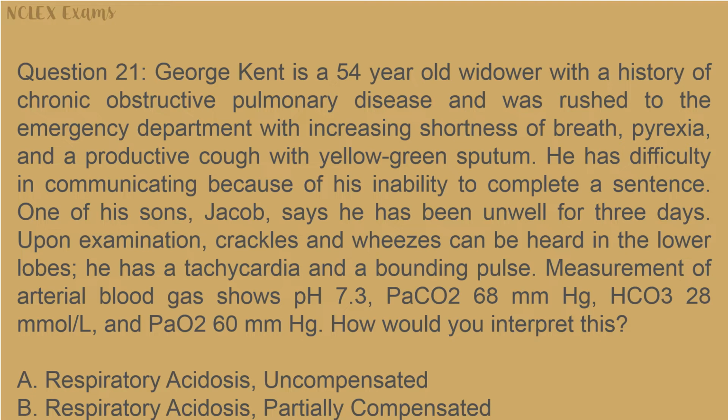Measurement of arterial blood gas shows pH 7.3, PaCO2 68 mm Hg, HCO3 28 mmol/L, and PaO2 60 mm Hg. How would you interpret this? A. Respiratory acidosis, uncompensated. B. Respiratory acidosis, partially compensated. C. Metabolic alkalosis, uncompensated. D. Metabolic acidosis, partially compensated.